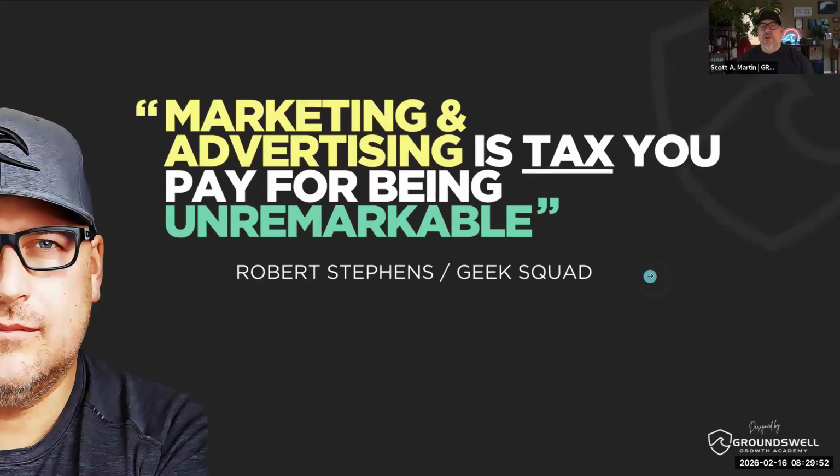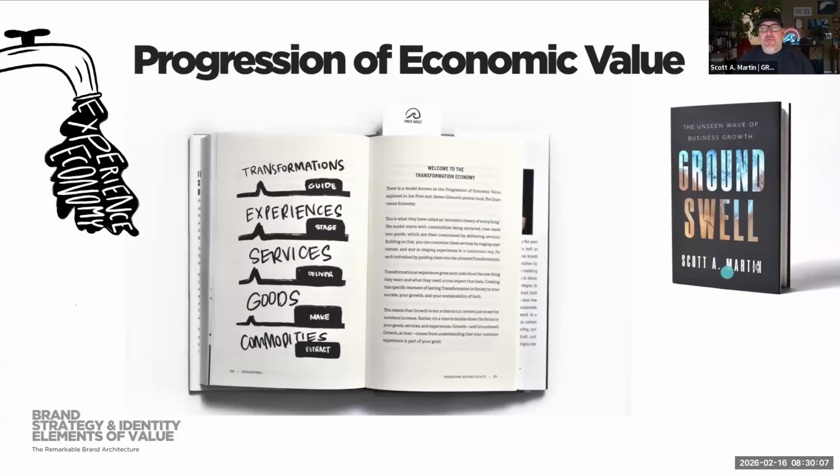The goal is differentiation. Marketing and advertising is a tax that you pay for being unremarkable. The goal is to create a remarkable brand, and that is precisely what happens when you create a really solid foundation on the elements of value. It also ties in very nicely with the progression of economic value from Joe Pine. He's writing a new book called The Transformation Economy, and it overlays with the elements of value that I'm creating.